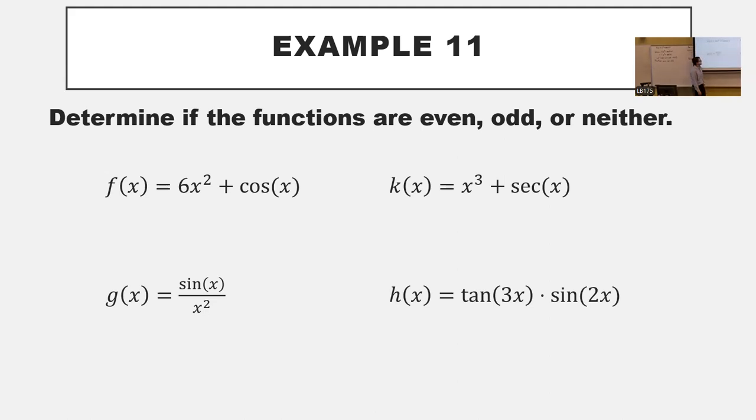Then you look at something like g of x. Here we have an odd function divided by an even function. We have sine over x squared. That's an odd function divided by an even function. Any guesses whether this would be even, odd, or neither? Neither. Turns out this one is odd.